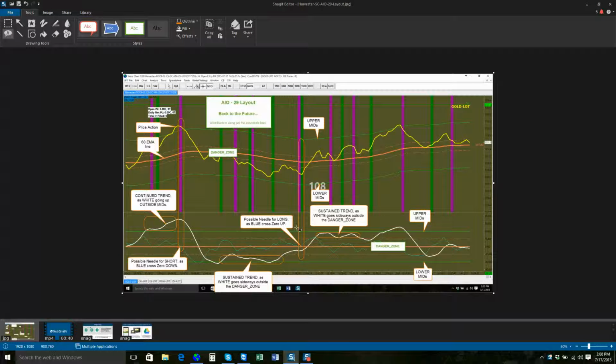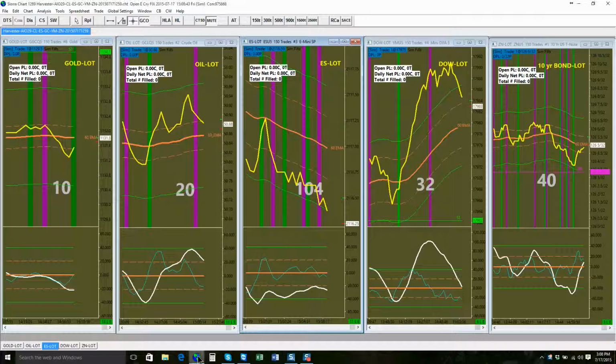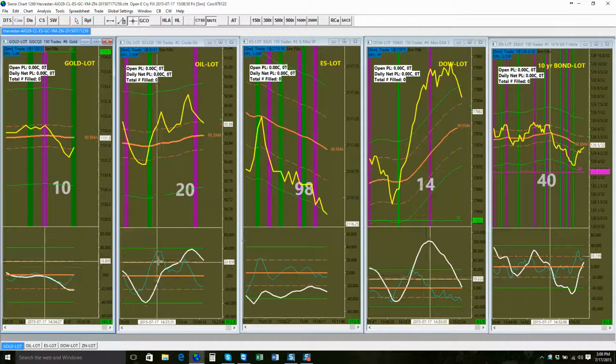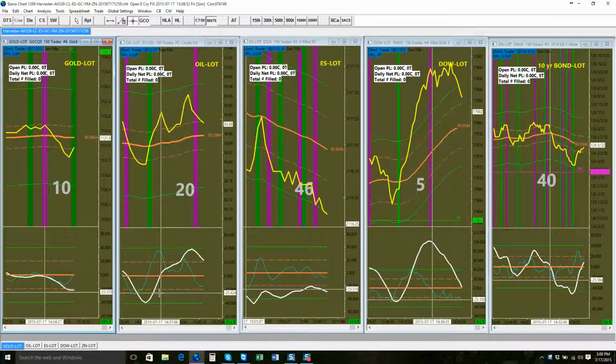We are using a new layout. Actually, the layout looks like this. This is the AIO-29 layout. You'd notice that in region 2, all we have is the blue MACD and the white MACD. That's it. That's all you need.